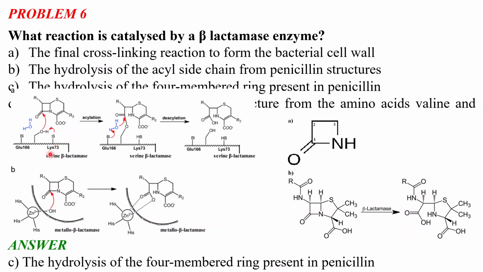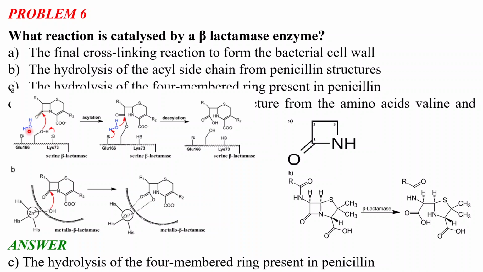We have two types of beta lactamases. One is called the serine beta lactamase, and the second is the metallo beta lactamase. For the serine beta lactamase, there is a serine residue which is important. Serine, we all know, is the amino acid which has a hydroxyl group as a side chain. First, this hydroxyl group of serine acts as a nucleophile and attacks the carbonyl carbon, and the ring opening happens.